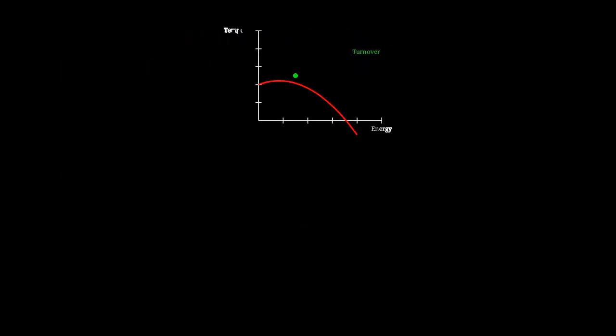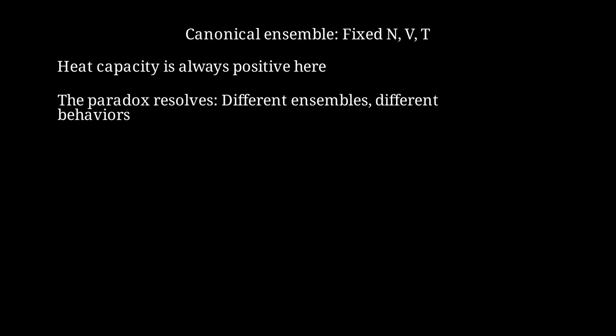This graph shows how temperature can have a maximum as a function of energy. Beyond this maximum, adding energy decreases temperature. In the canonical ensemble, we fix particle number, volume, and temperature instead. In this ensemble, heat capacity is always positive because we've defined it differently. The paradox resolves when we realize that different ensembles describe different physical situations with different behaviors.